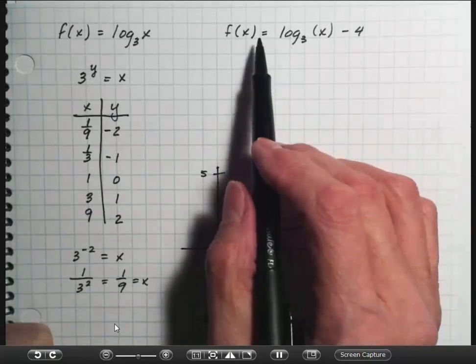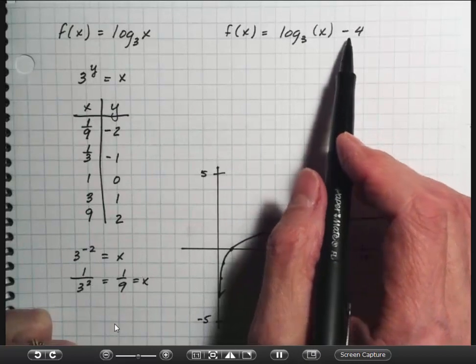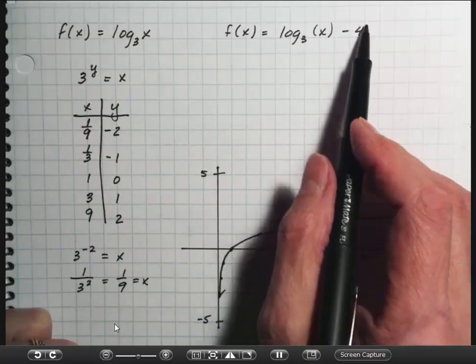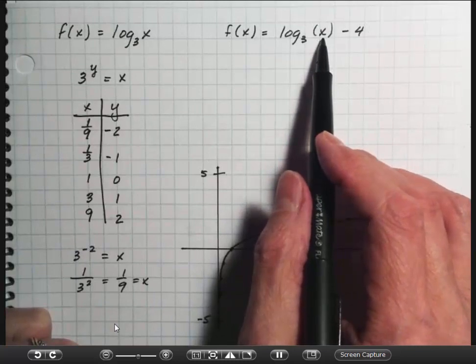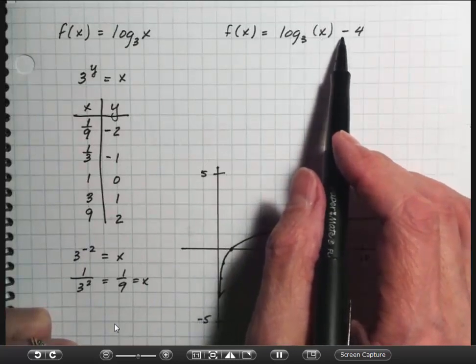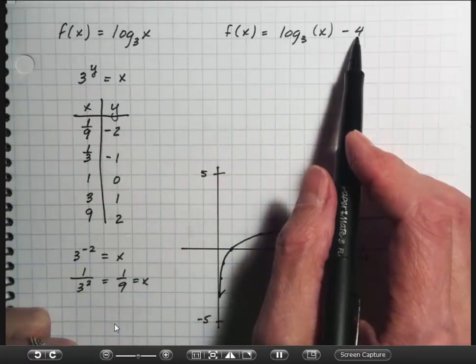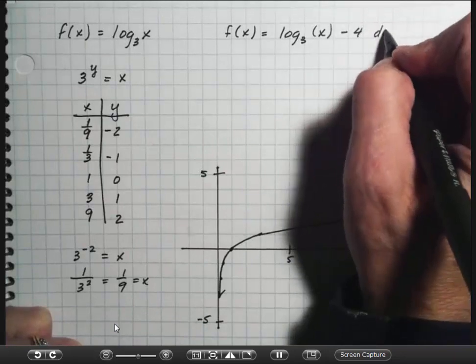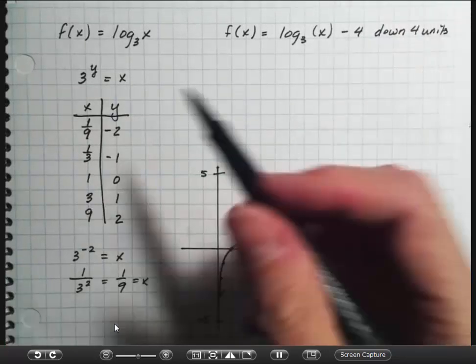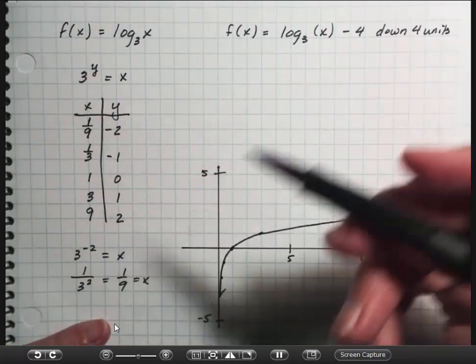Now I'm going to take the same graph, and what am I going to do with it? Well, this -4 is outside of the function. When I say it's outside of the function, it's not part of the logarithm. The only thing that's part of the logarithm is the x. So the -4 is outside the function, therefore it means I'm doing something to my y values, and what am I doing? I'm going to be moving down. So I'm going to be going down 4 units. So looking at all my y values that I have here, I'm going to subtract 4 from them.